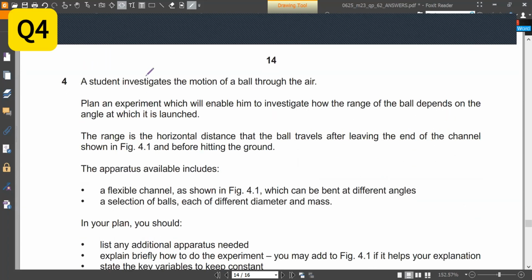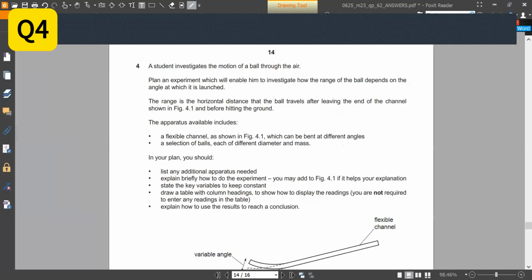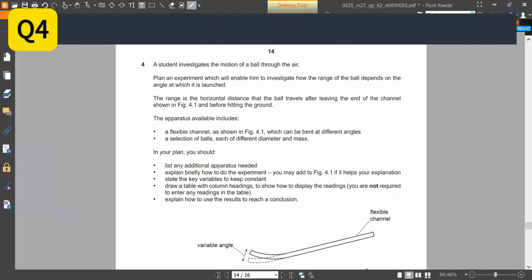Final question. So final question, it is about designing the experiment. So based on the information given, we can look at the picture. So this is the picture here. A student investigates the motion of a ball through the air. Plan an experiment which will enable him to investigate how the range of the ball depends on the angle at which it is launched.